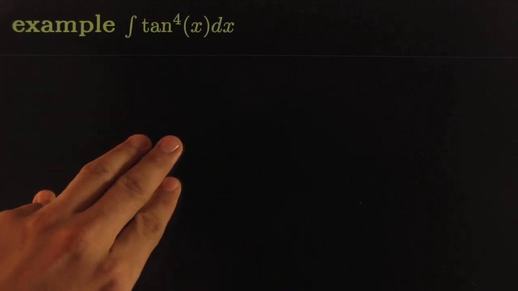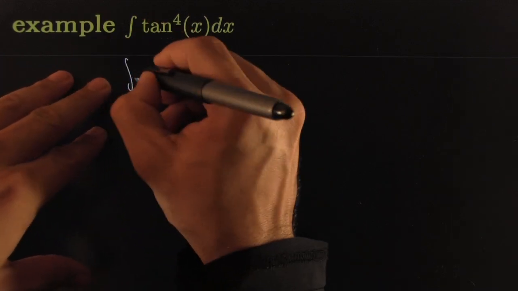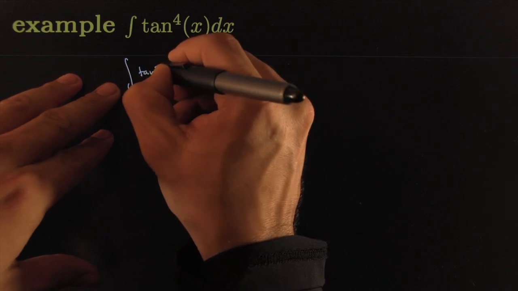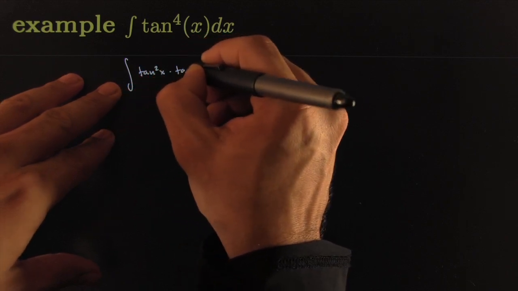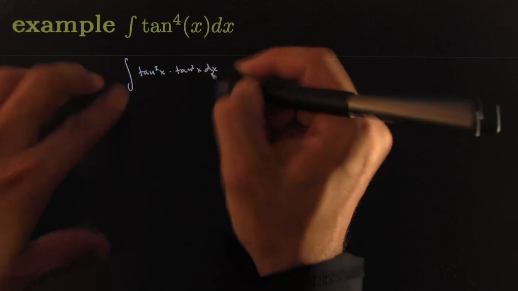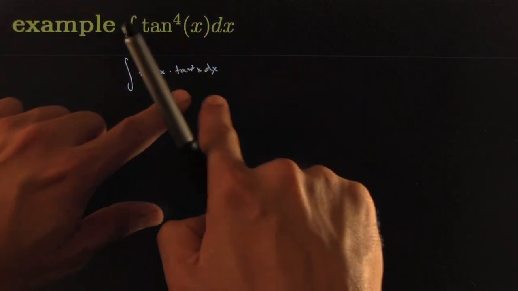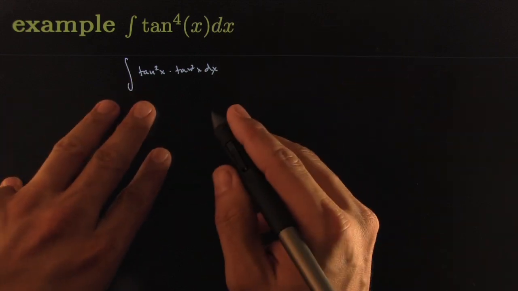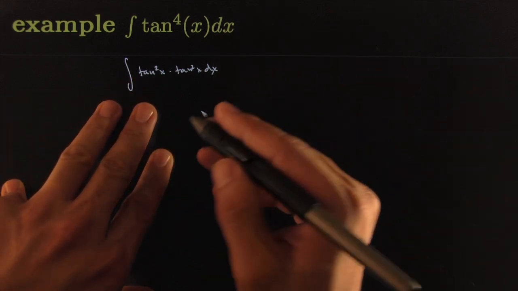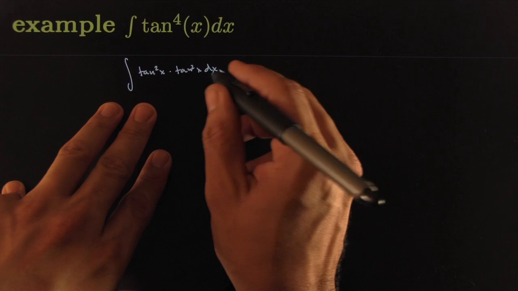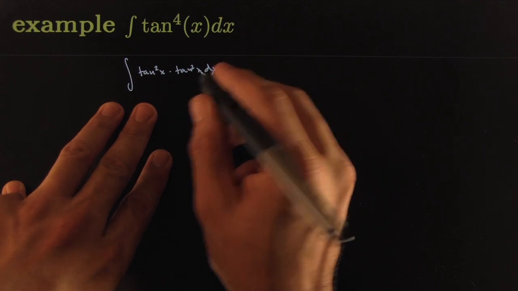Alright, so we tackle this, we could play this game. You could say, okay, this is tangent squared of x times tangent squared of x dx. This is a famous trick again. If you got a bunch of these, try to break them up into either an odd number here, an even number there, or both evens. See what works. Sometimes one works, other things don't work. Don't be afraid to try. The last thing you want to do is be paralyzed by fear.